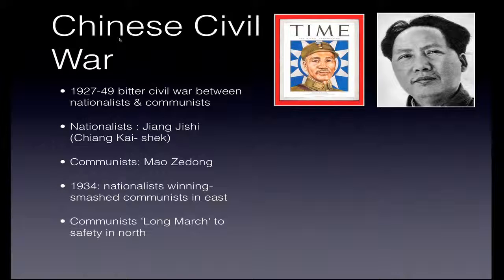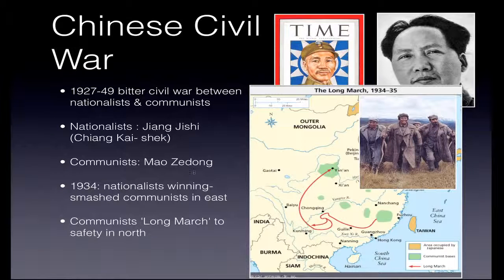Well, back in 1934, the nationalists seemed to be winning. They defeated the communists in one of their bases in the east of China, and the communists were forced to undertake something which became a big part of communist propaganda later on, the so-called Long March to Safety in the north of China. Here you can see a photograph of Chairman Mao there. So the communists escape to safety in the north when they're near defeat.